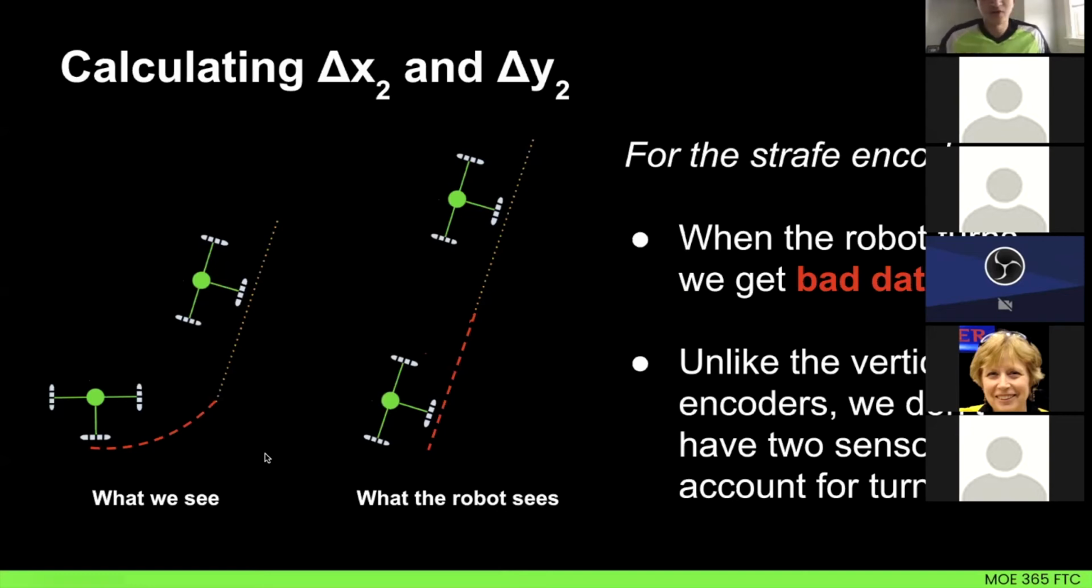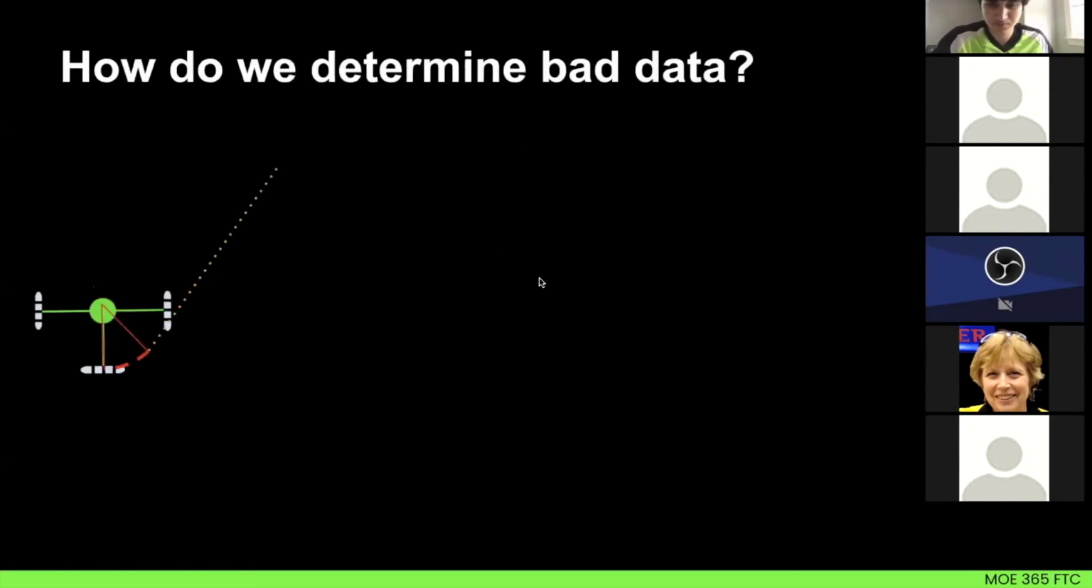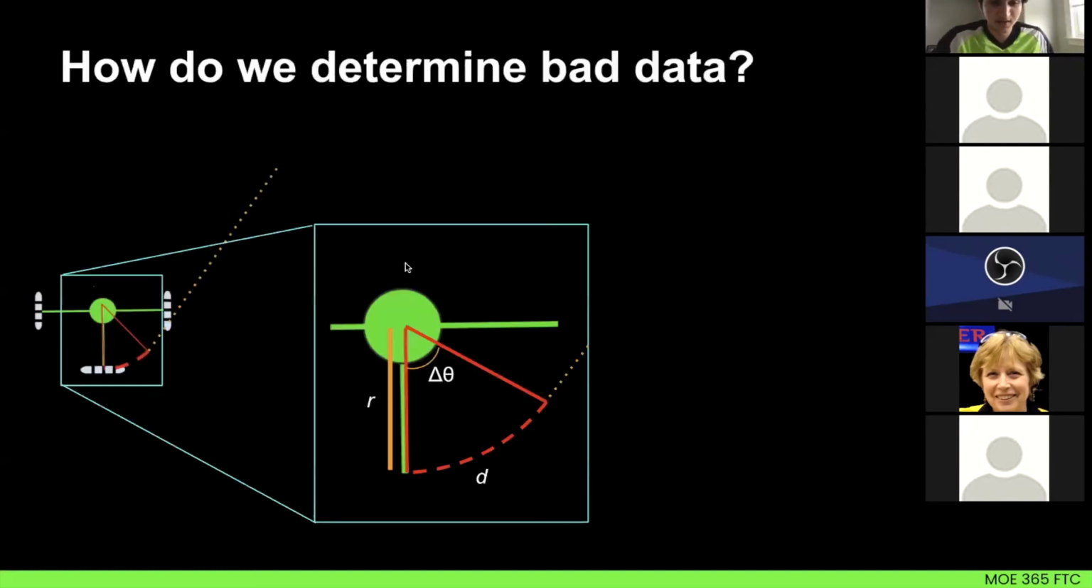However, the strafe encoder doesn't know whether it's turning or not. So the strafe encoder actually sees a straight line. And we have to figure out a way to correct for that. So how do we determine what this bad data is? As you can see, there's a diagram here on the left, which shows this bad data here in red, and the orange line, the good data, more to the top right.